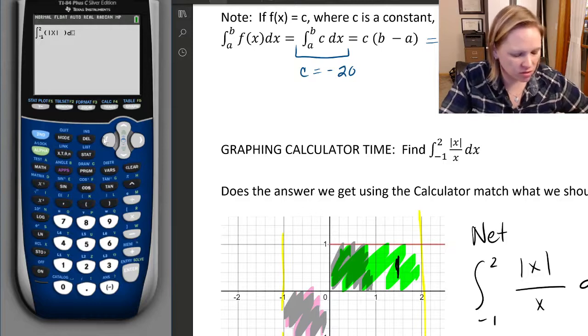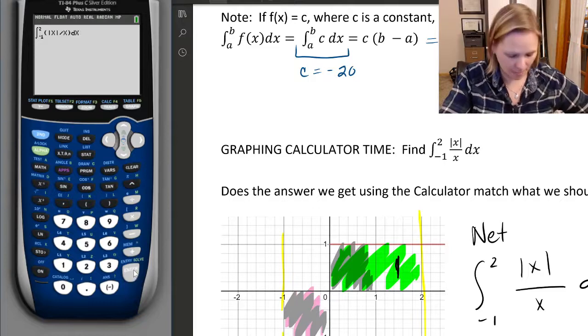For me and anyone else who has the new one, I'm going to arrow out of the absolute value bars, and I'll type in divided by x. And then I'll type in a dx. Now watch what happens when I hit enter. It takes a little while to calculate the number, but look what it spits out. 1 and then a bunch of garbage.